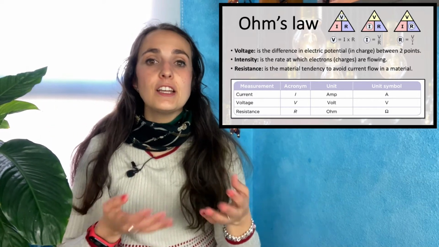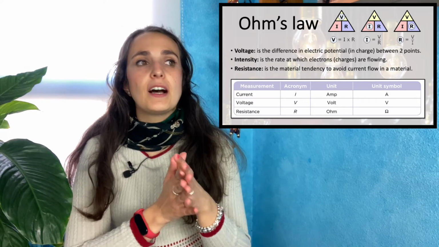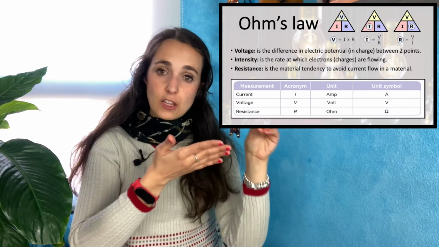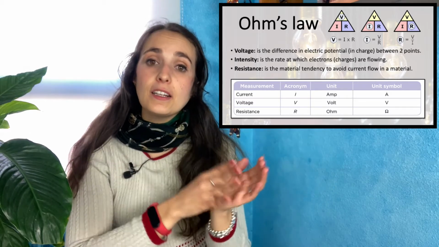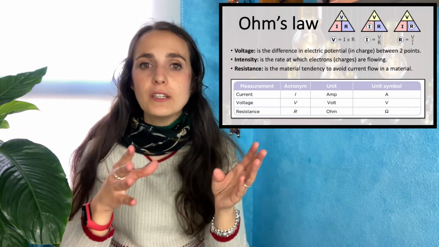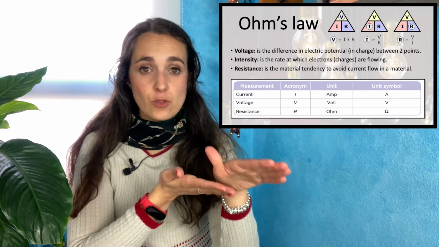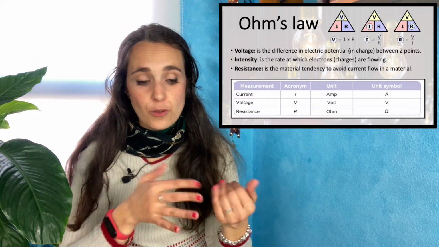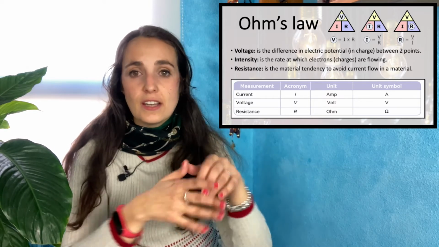The intensity is also called current, but it can be confusing with electric current. The intensity is the rate, like the number of electrons passing through a point in a circuit at a certain time. And the resistance is the tendency or the ability of any component in the circuit to resist, to avoid the passing of the electricity, of the current, through that point. It's like a car, I told you before, on a road, with the friction between the car and the air, or the tires and the road.